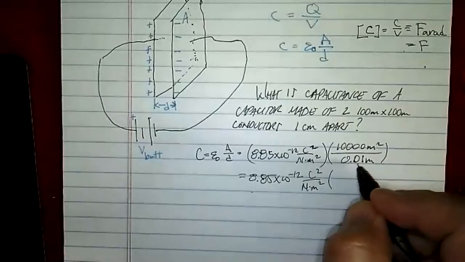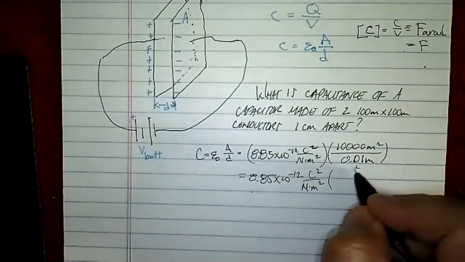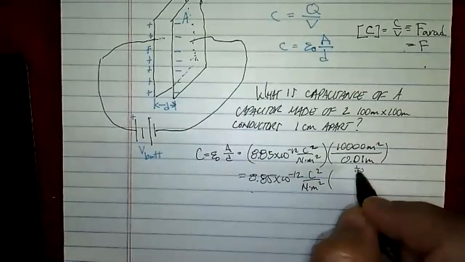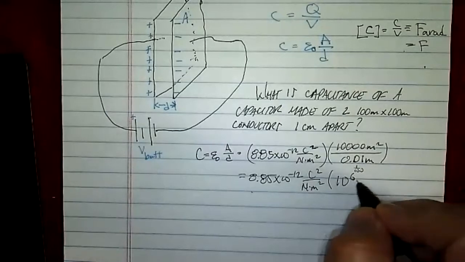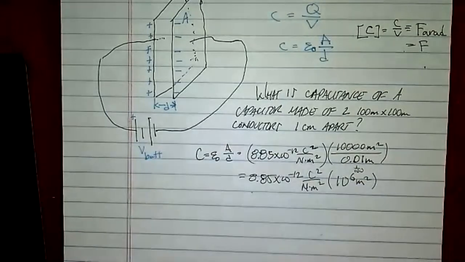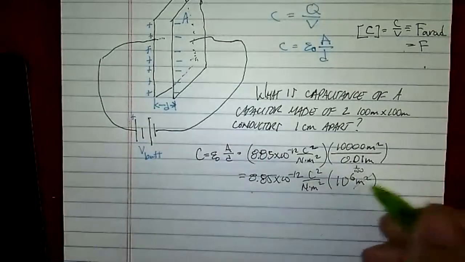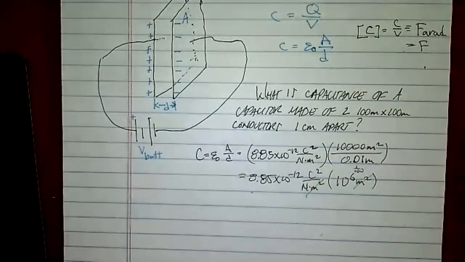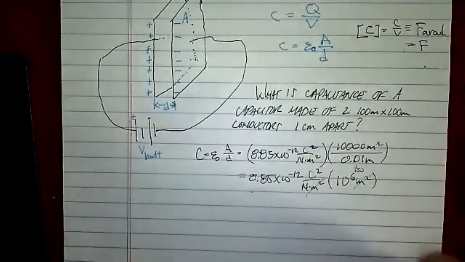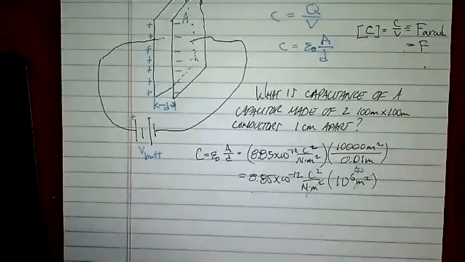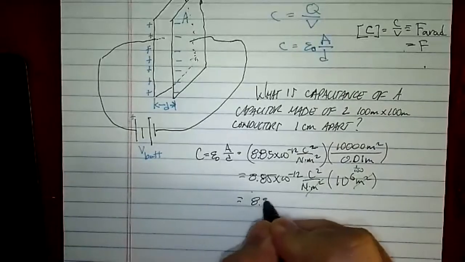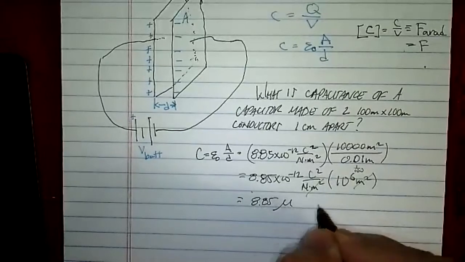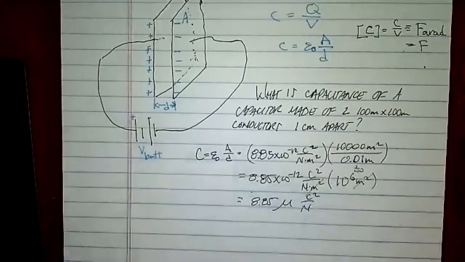Now this 10,000 would be 10 to the fourth, but this is 1/100th. That decimal there is 1/100th. So basically I could leave a 1 in the denominator and multiply that by 100. So that'd be 10 to the 6th square meters. And of course, those square meters are going to cancel out with these square meters. And what I have left is Coulomb squared per Newton. And I get 10 to the 6th times 10 to the negative 12th. That'd be 10 to the negative 6th. So it'd be 8.85 micro Coulomb squared per Newton.